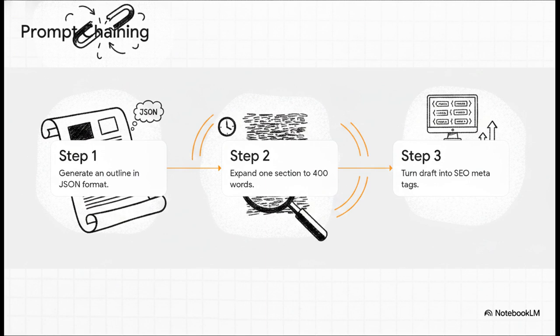Listen, never ask an AI to complete a massive multi-part project in one giant prompt. It will lose focus and hallucinate. Instead, break the complex task down. Step 1. Generate the outline in JSON. Check it. Step 2. Expand one specific section to exactly 400 words. Check it. Step 3. Write the SEO meta tags based on that finished draft. Verifying the output of each discrete step guarantees a massively higher quality final product.